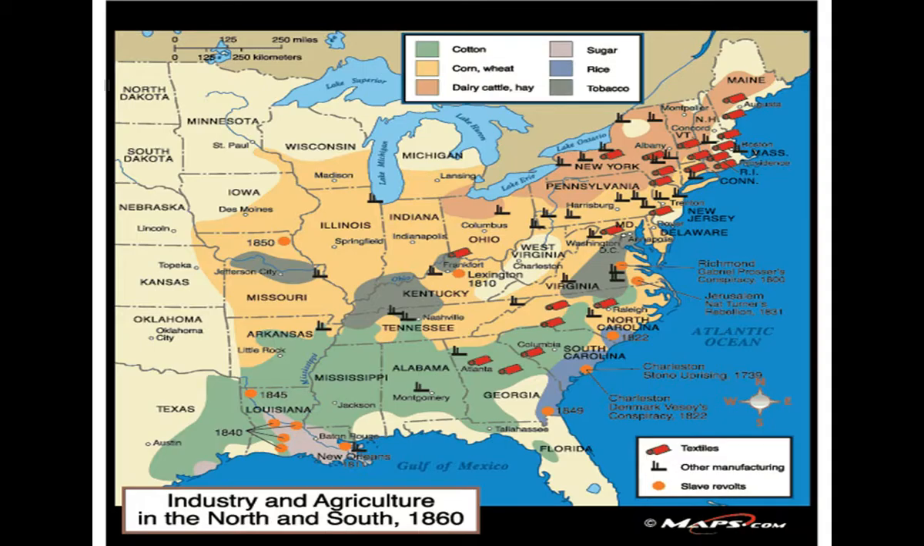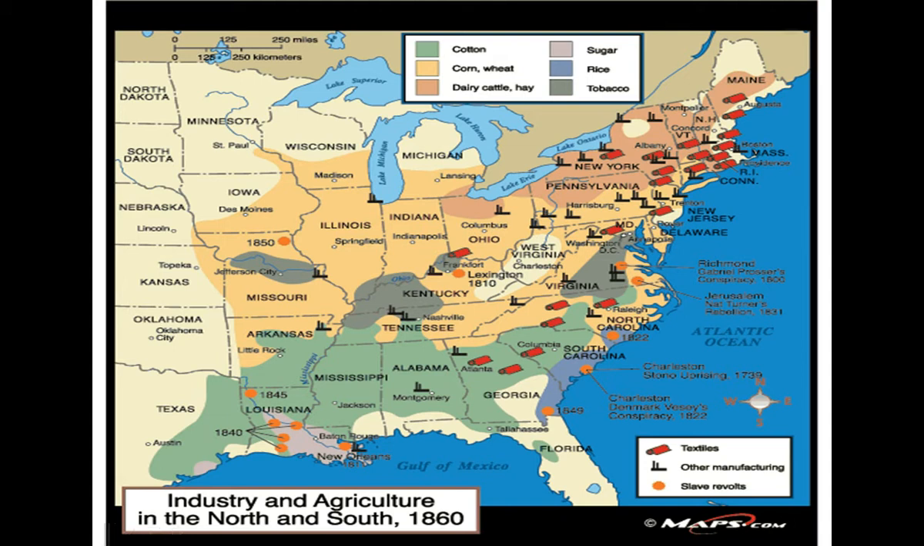Now, I do want to spend just a couple of minutes looking at this map. We'll look at this map a little bit later in the presentation as well. But notice how when they have these symbols here for other manufacturing and textiles, most of those are located in the North. Now, there are some in the South. There are some textile mills that eventually are down in the South. And this map is talking about 1860.